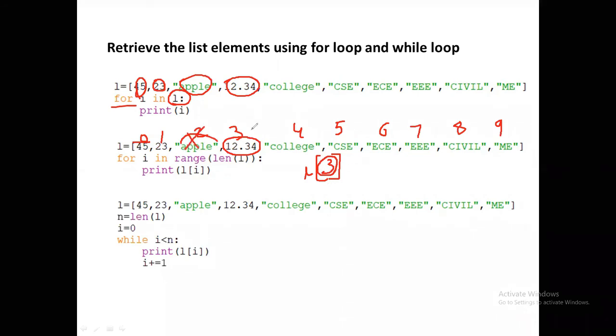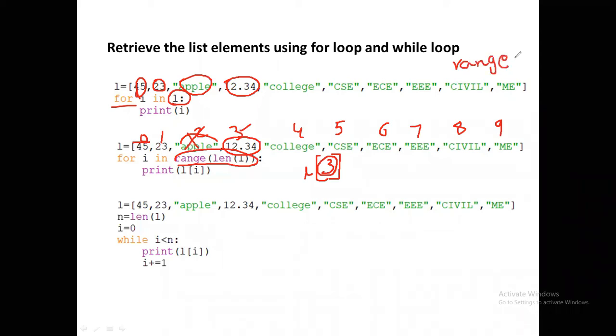We retrieve the element in the index. So L of 3 means it is 12.34. Okay, so now we are going to retrieve the list elements using a for loop with the range function. So what is the range here? I hope we completed this topic in our previous classes.